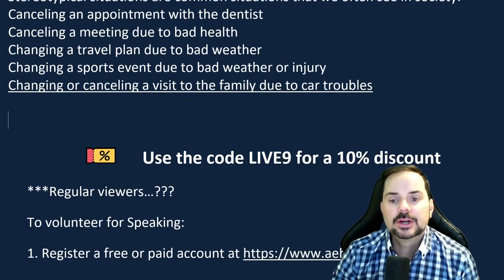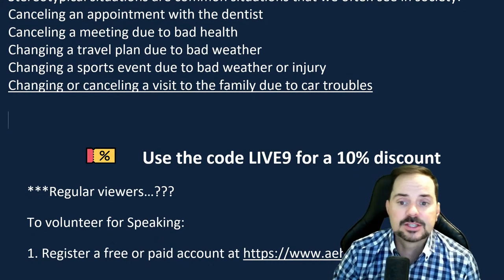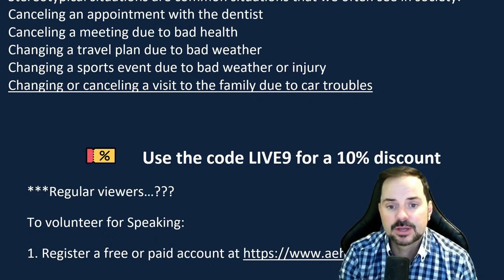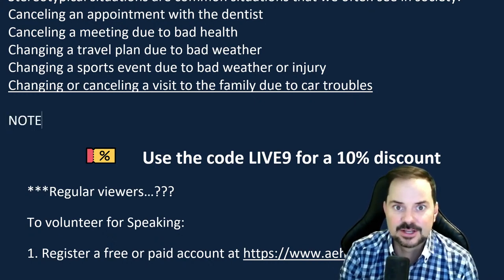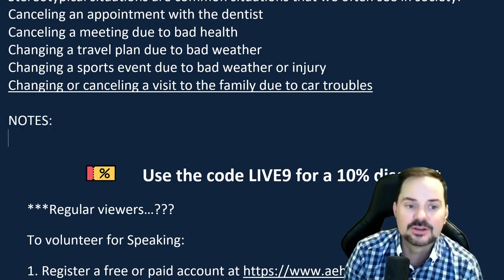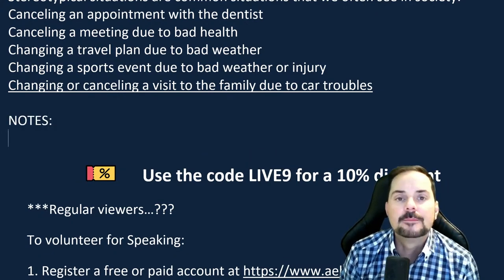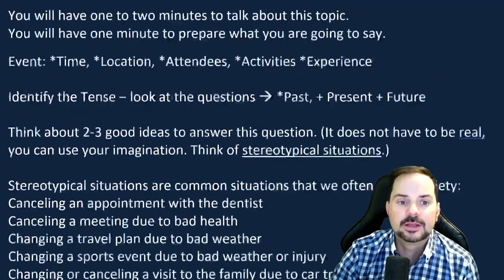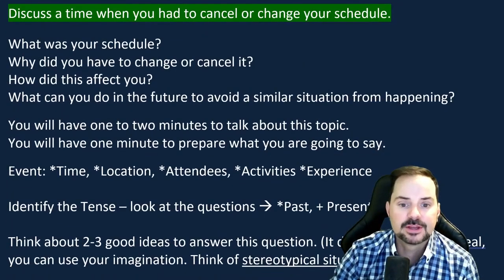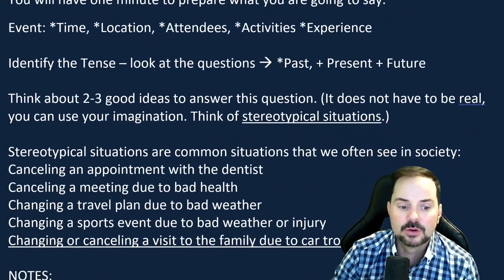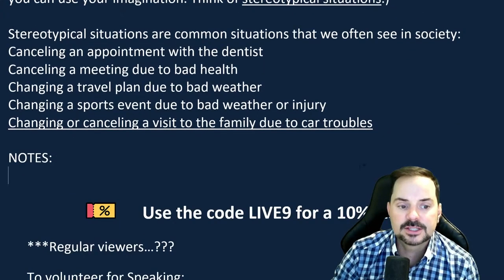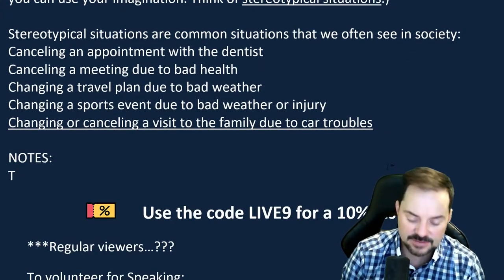So here now, our next step is to have our first sentence ready, okay? So once I've decided, actually, sorry, notes. Let's not forget about our notes. So you have to take notes in that 1 minute, and you have to think about these points, right? So you have to think about the time, location, attendees, activities, experience. So let's take some notes on that. So the time of the event.